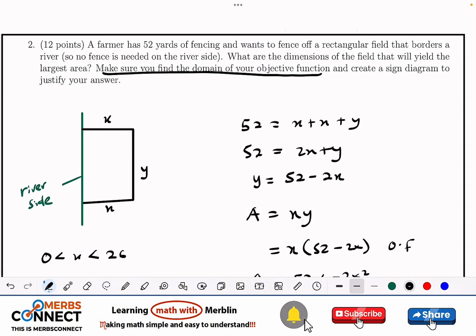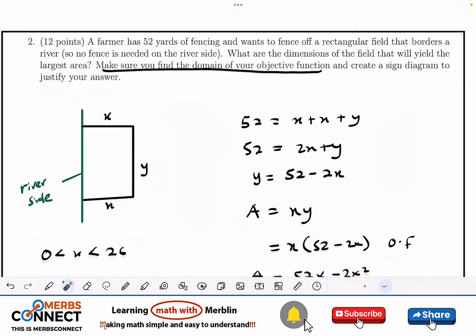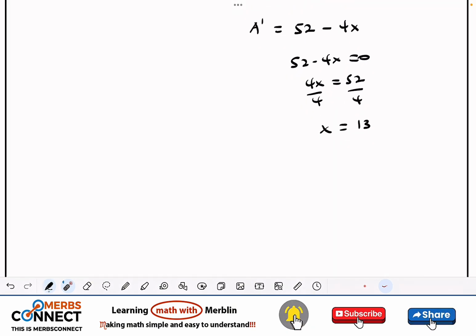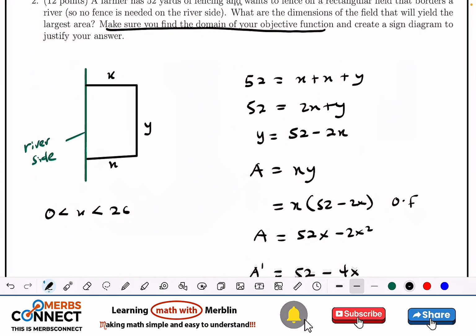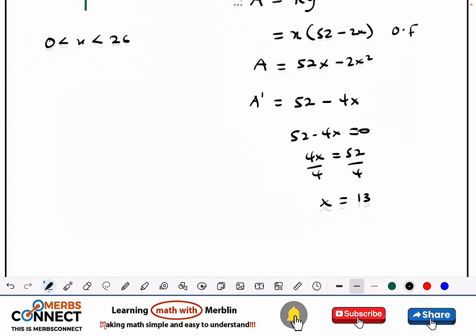But the question is, we need to use a sign chart to justify our results. Like, we want to use it to justify, yes, this is what is going to give us the largest, or this is what is going to maximize the function. So what we can do is, let's just use a sign chart before we can go and look for the other value. That is why.